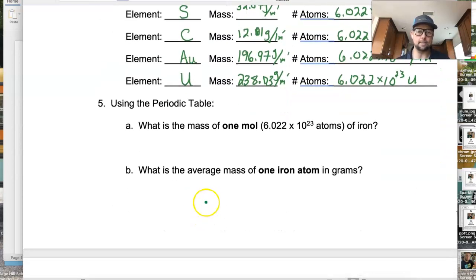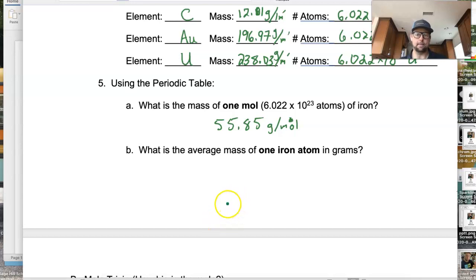All right, so what is the mass of 1 mole of iron? Well, we just look at the transition metals in the top middle there. Iron is 55.85 grams per mole. And the average mass of 1 iron atom in grams, we have to do a little bit of calculation. So for 1 single iron atom, we're going to have to divide by Avogadro's number because this is the number of atoms. So we're going to divide by the number of atoms in a mole.